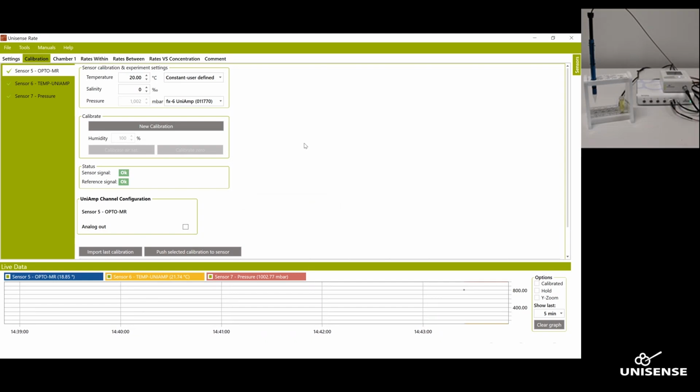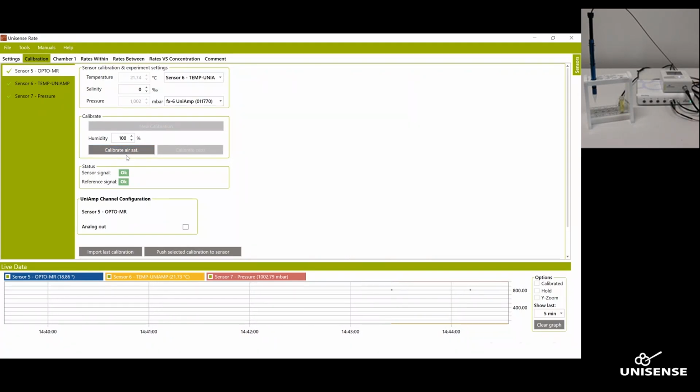Okay, so the first thing we're going to do is calibrate the optode. So I will start here in the calibration tab. I'm using a temperature sensor that I have connected to the amplifier, because then we will have an automatic temperature compensation. So I will choose the temperature sensor here. Salinity, I will just put 0. I'm measuring in water today. And then here you can see the pressure sensor sitting inside of the amplifier. So now I will press New Calibration, and it will then ask me to calibrate in an air-saturated solution.